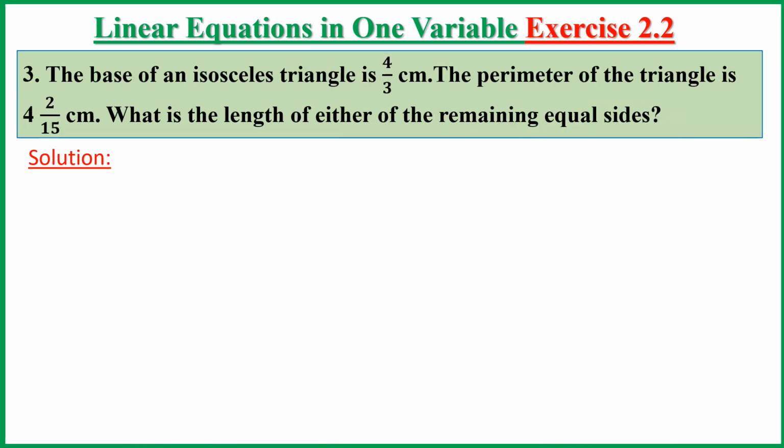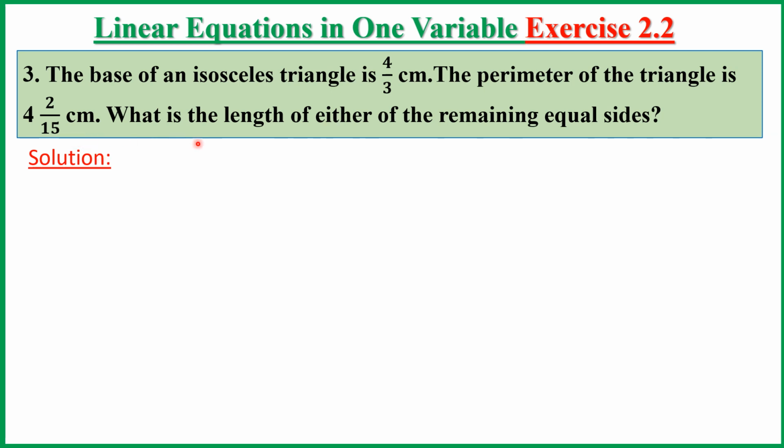So next question, question number 3. The base of an isosceles triangle is 4 by 3 centimeter. The perimeter of the triangle is 4, 2 by 15 centimeter. What is the length of either of the remaining equal sides? So children, in this question, the given values are the base of the isosceles triangle and the perimeter of the triangle.